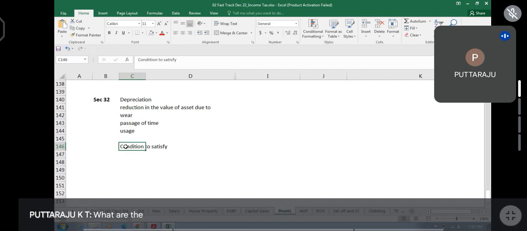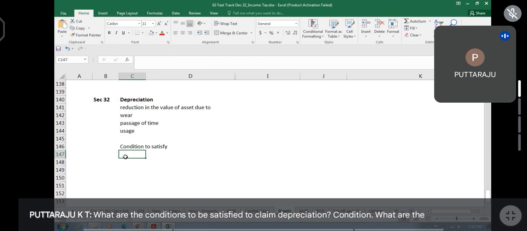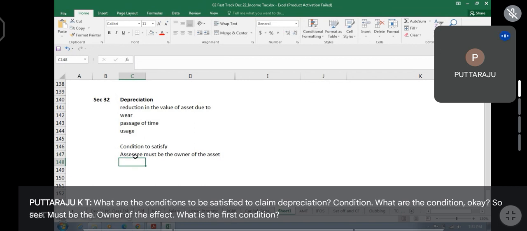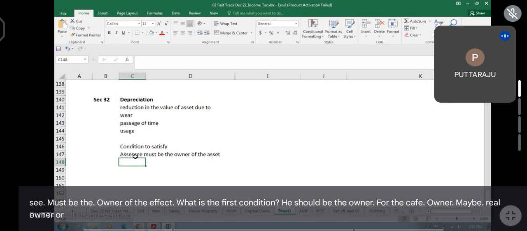What are the conditions to be satisfied to claim depreciation? First, the assessee must be the owner of the asset. He should be the owner for that asset. Owner may be the real owner or beneficiary owner also. I will not go in depth on a few things because it will get confusing.